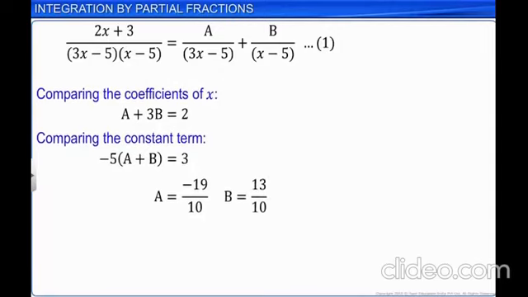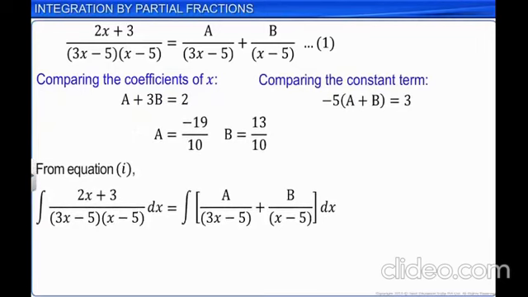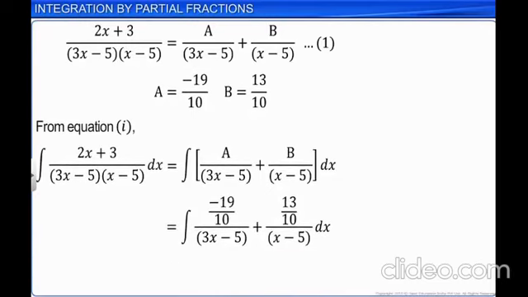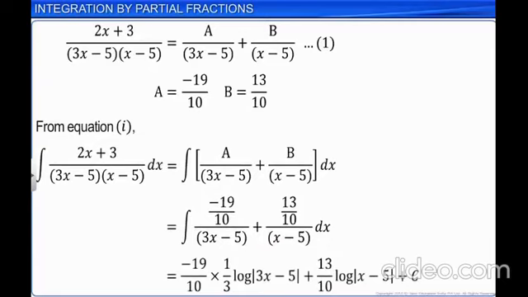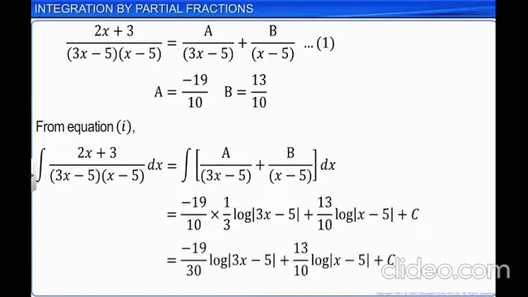Now, from equation 1, the given integral can be written in terms of partial fractions as shown. Substituting the values of A and B, and then integrating each integral on the right, we can easily evaluate the given integral. Therefore, the solution is equal to -19 by 30 into log mod of 3x - 5 plus 13 by 10 into log mod of x - 5 plus c.